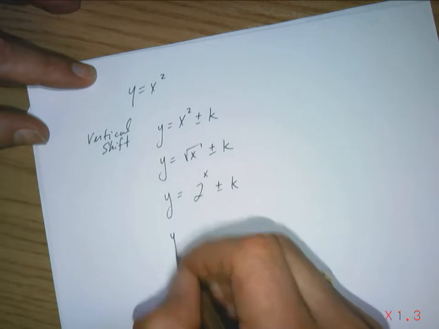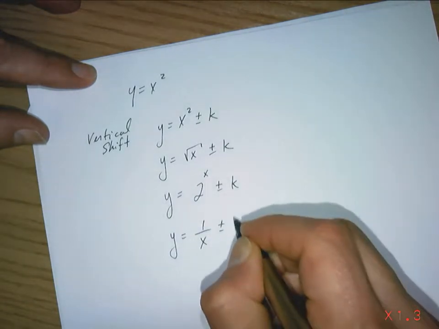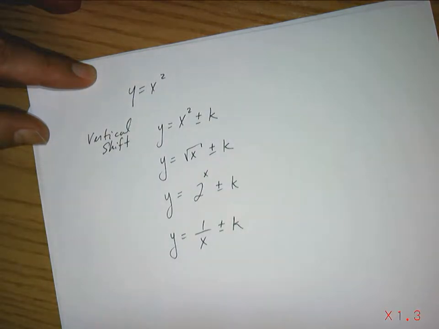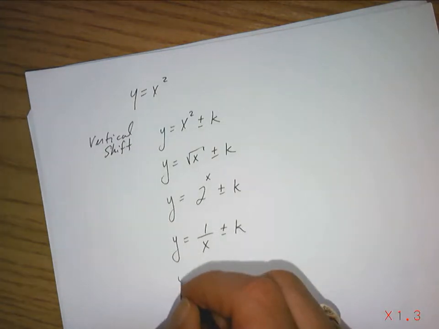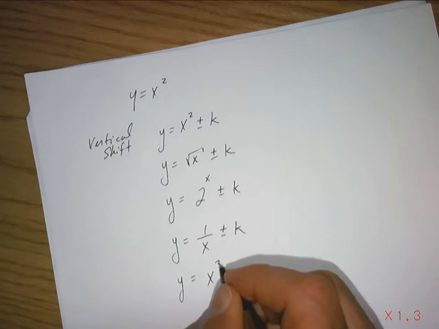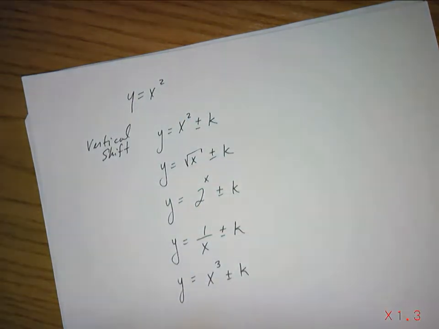We also have the reciprocal function. So it would be plus or minus a value, so it would be moving up or down. I'm trying to think if there's any other: square root, reciprocal, exponential. All of them will do the same. The same with the cube root, the cubic. Up or down. So notice that all of these are different functions, okay?